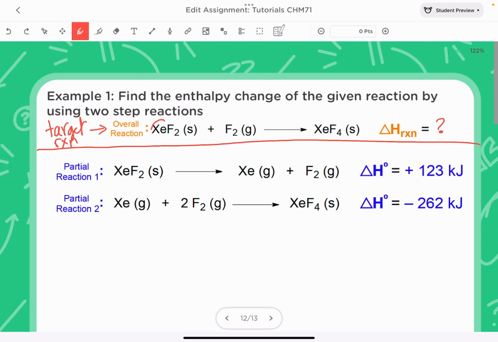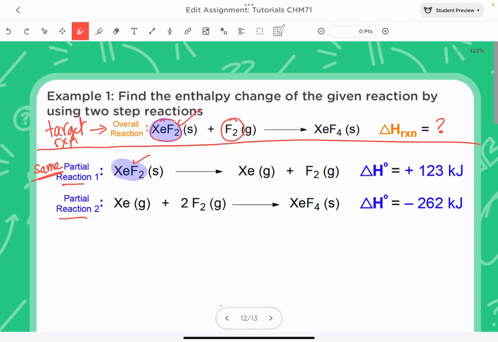So for example, XeF2, where is it, in reaction 1 or in reaction 2? I found it over here. Now I ask myself, I need XeF2 to be a reactant. Is it on the reactant side in reaction 1? Yes, it is. So it means that reaction 1, no changes. I'm going to keep it the same. I move on. I'm done with this.